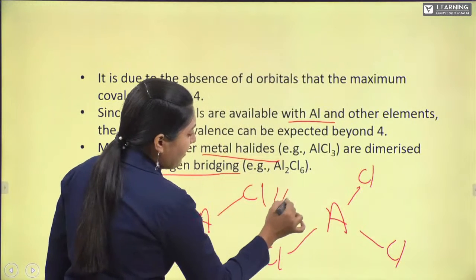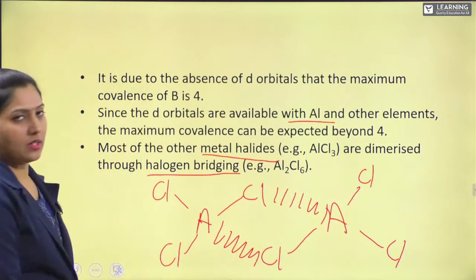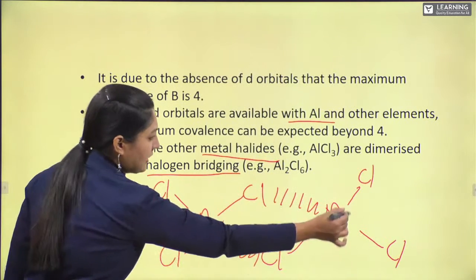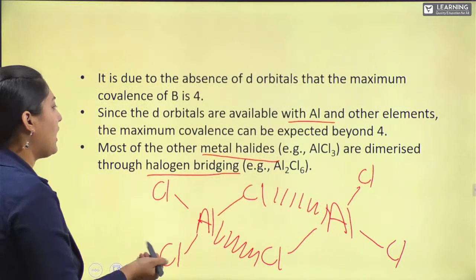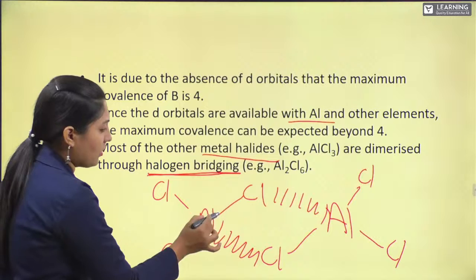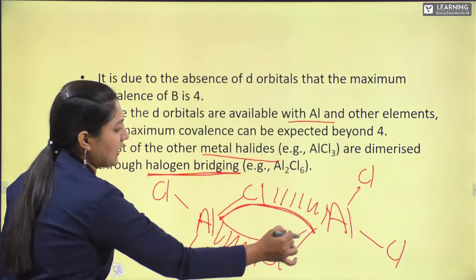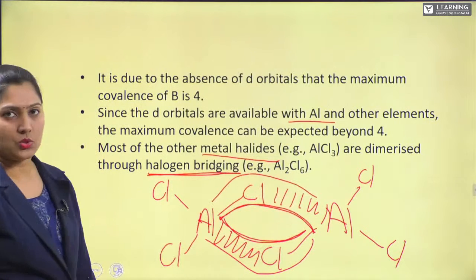So they will be having this bridging. So they form the dimer. One molecule of AlCl3, other molecule of AlCl3, and they combine with bridging with the chloride ions, or halogen bridging. From this molecule to this molecule, we have a bridging like this, right? So this is called halogen bridging.